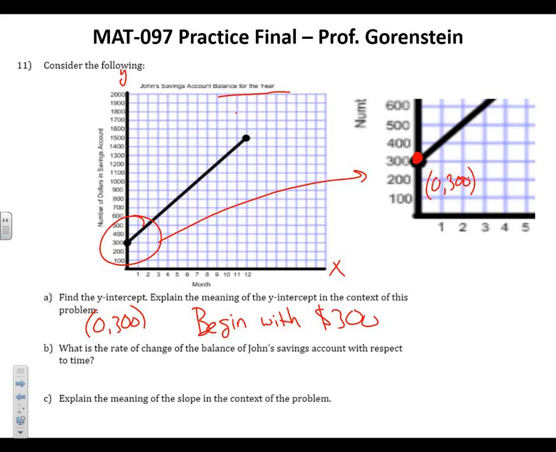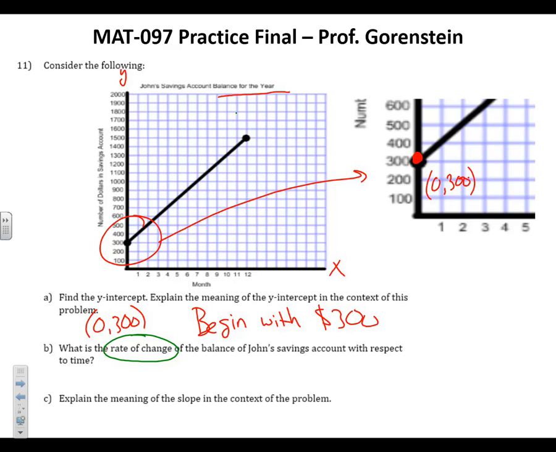Part B: what is the rate of change of the balance of John's savings account with respect to time? Remember, in this case, time is the independent variable. The balance of the savings account is dependent. As time moves on, the balance is going up. The change in the balance doesn't cause time to move on. Time is independent, balance is dependent. Anyway, the rate of change, that's the key word here. In a contextual problem, rate of change is the slope.